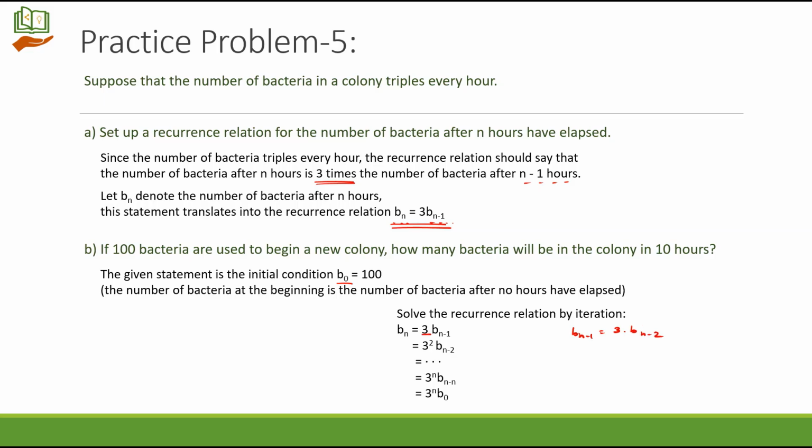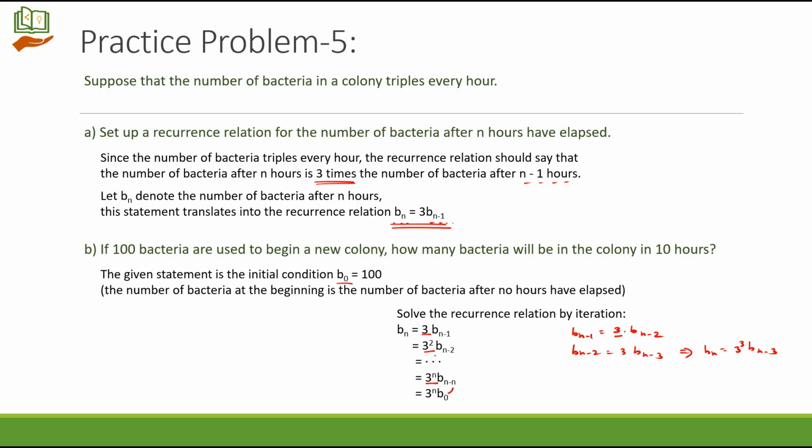This 3 along with this 3 will become 3 square B n minus 2. Then for n minus 2 you will have 3 into B n minus 3. Bn will be 3 power 3 B n minus 3. This will go in the similar manner. So at one stage what you will have? 3 power n into B n minus n. What is this n minus n?